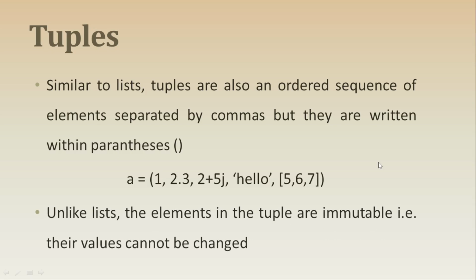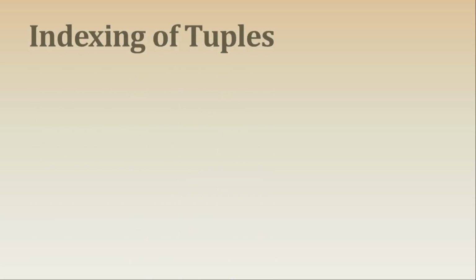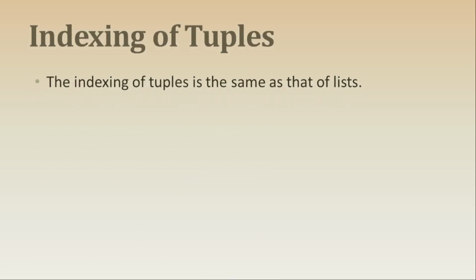The major difference between list and tuple is that the elements in the tuple are immutable, which means you cannot change an element within a tuple, whereas you were able to change it in the list. So we will see with an example. The indexing of tuples is the same as that of list. So let us take the same tuple.